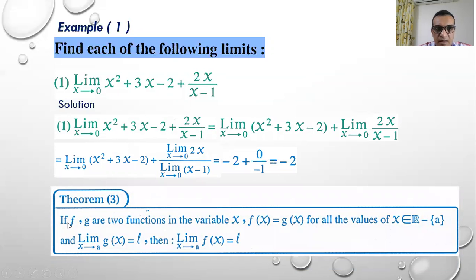Theorem 3: if f and g are two functions in variable x and f(x) equals g(x) for all the values of x belonging to R except a, and the limit of g(x) when x approaches a equals L, then the limit of f(x) when x approaches a equals L.